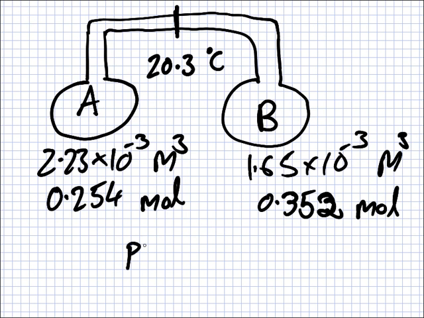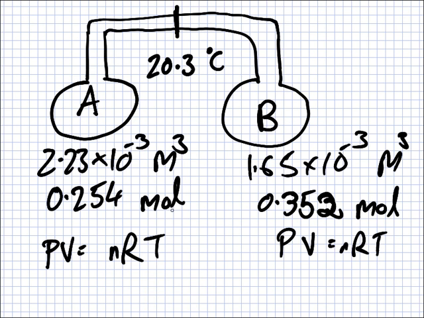So if we think about our PV equals nRT formula, we can apply this to the two different flasks. We have PV equals nRT and PV equals nRT. Now, when this is open, we know the temperatures are the same. They're both 20.3 Celsius. We also know that the R's are the same, and the pressure will be the same, although we don't know the pressure. And we know the volume.